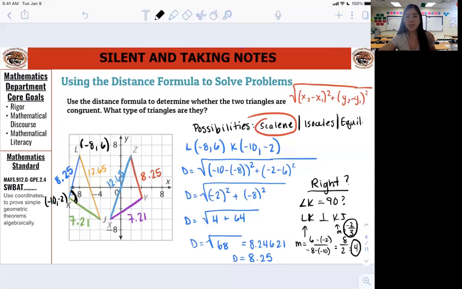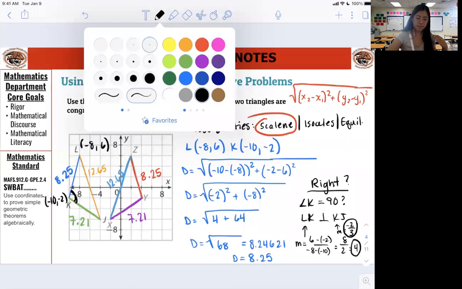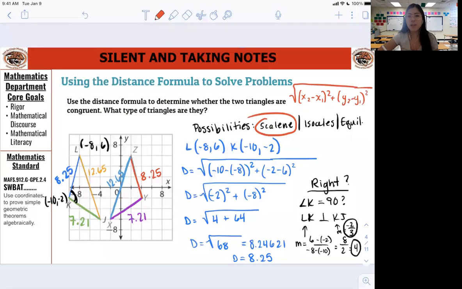So, yes or no, is this 90 degrees? Are these perpendicular slopes? Wait, miss, how is it negative? Shouldn't it be positive? No, it should definitely be negative. Look carefully. No, they are not. -4 and -6. They are not perpendicular.